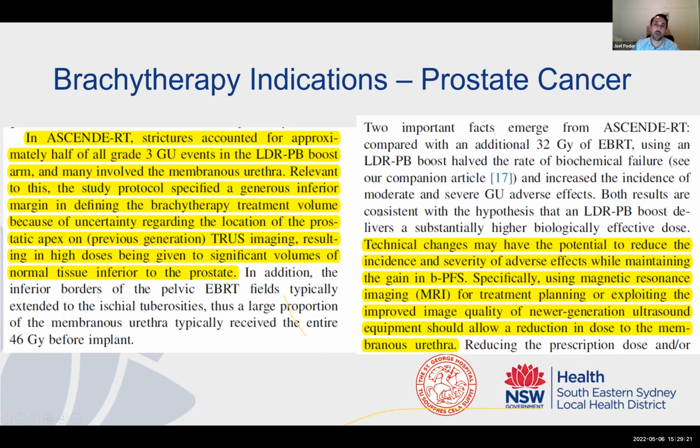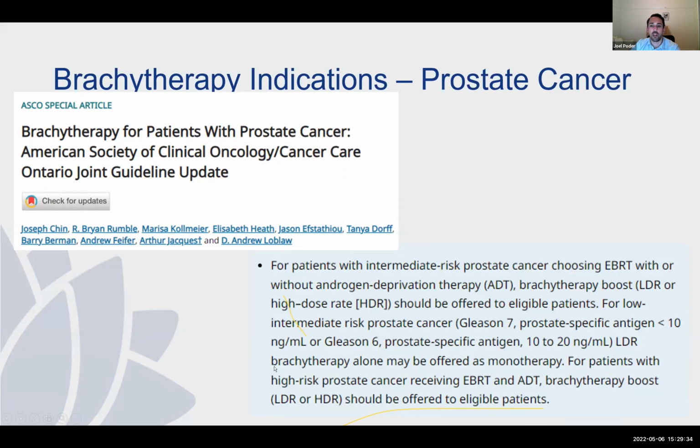And I'd just like to show also here this special issue from the American Society of Clinical Oncology. They're basically advocating for the use of brachytherapy for patients with the Gleason 7 score, for low to intermediate risk prostate cancer patients, that these patients should be given brachytherapy boost. And for high risk patients receiving external beam radiotherapy and androgen deprivation therapy, brachytherapy boost should be offered to all eligible patients. So you can see here that we've got pretty strong consensus from the American Society of Clinical Oncology that brachytherapy boost should be offered as part of the prostate cancer treatment.